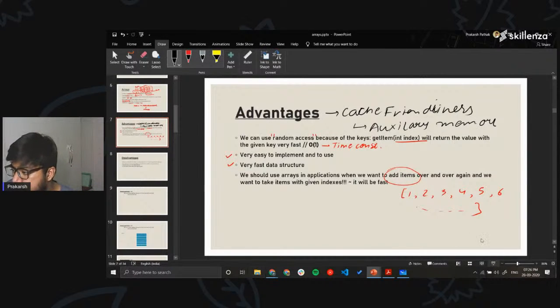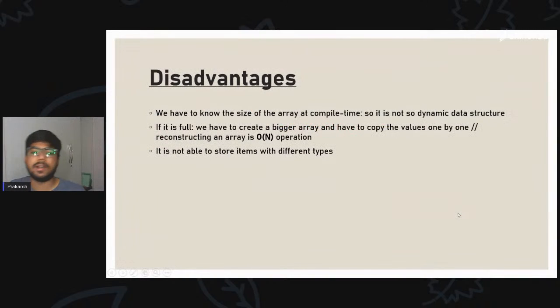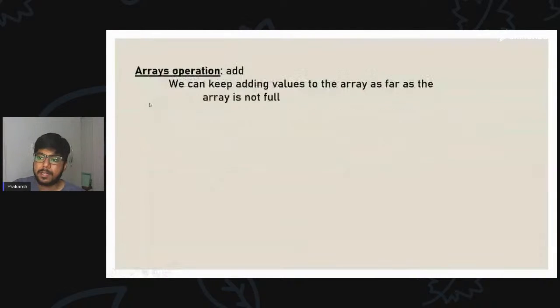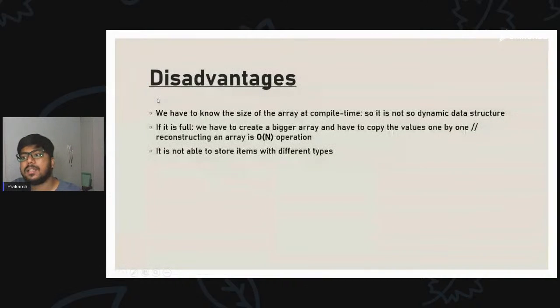Moving on to the next part, disadvantages. So what are the disadvantages of arrays? We know that the size of the array is fixed at compile time. So something which is not very dynamic with arrays, and we don't prefer arrays for that reason. So this is not a dynamic data structure. So remember, we have to know the size.